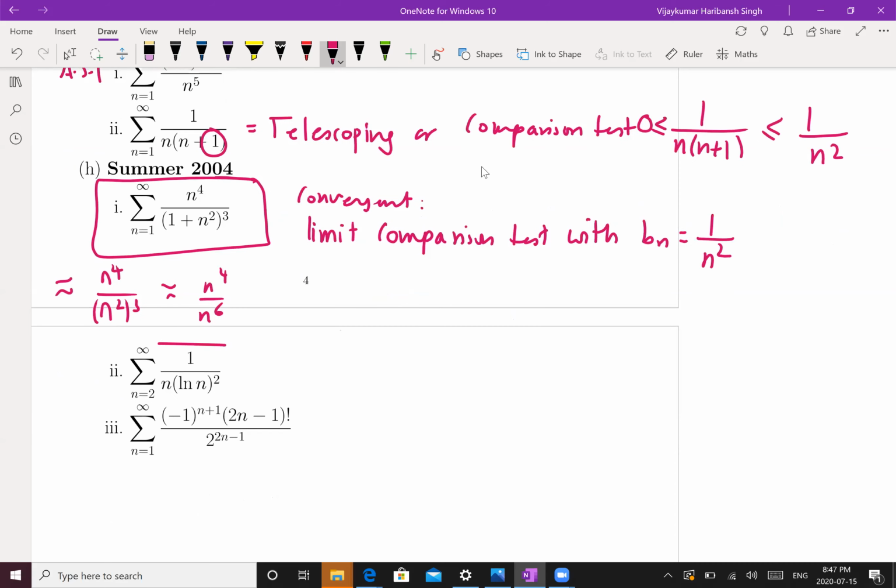This one, you have to use the integral test, right? Again, because you can see that the derivative of ln x is 1 over x, which is there. And in this case, because of the factorial being involved, the ratio test will work better.